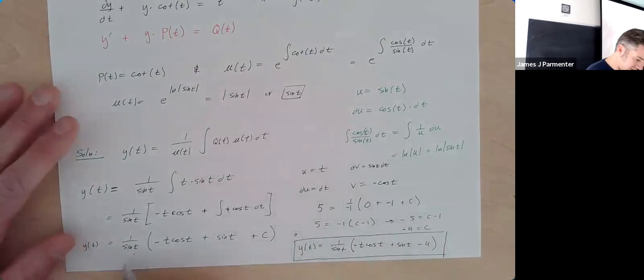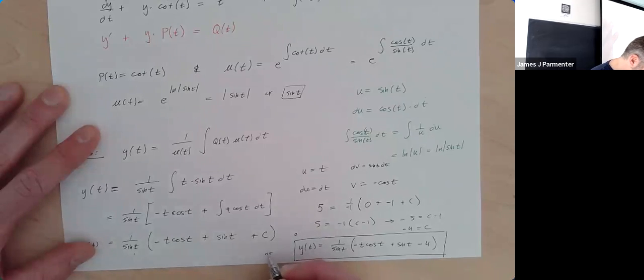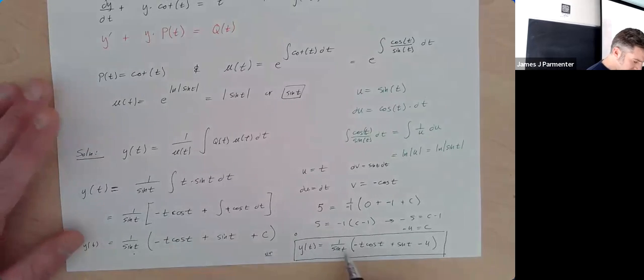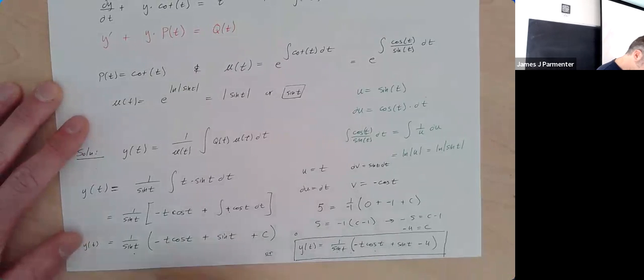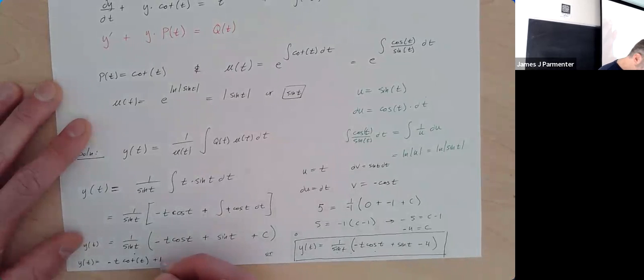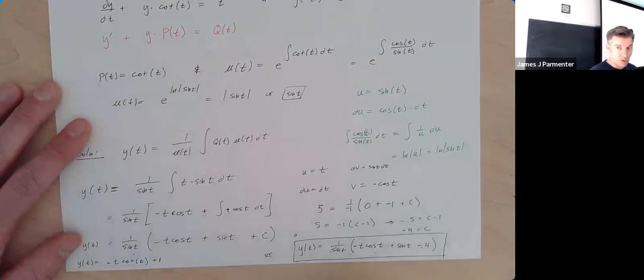Or if you wanted to distribute the 1 over sine, 1 over sine times cosine is cosine over sine, which is cotangent. So you can write this as y of t equal to negative t times cotangent of t. And then 1 over sine times sine is just going to be 1. And then 1 over sine times negative 4 is negative 4 over sine, which is negative 4 cosecant of t.